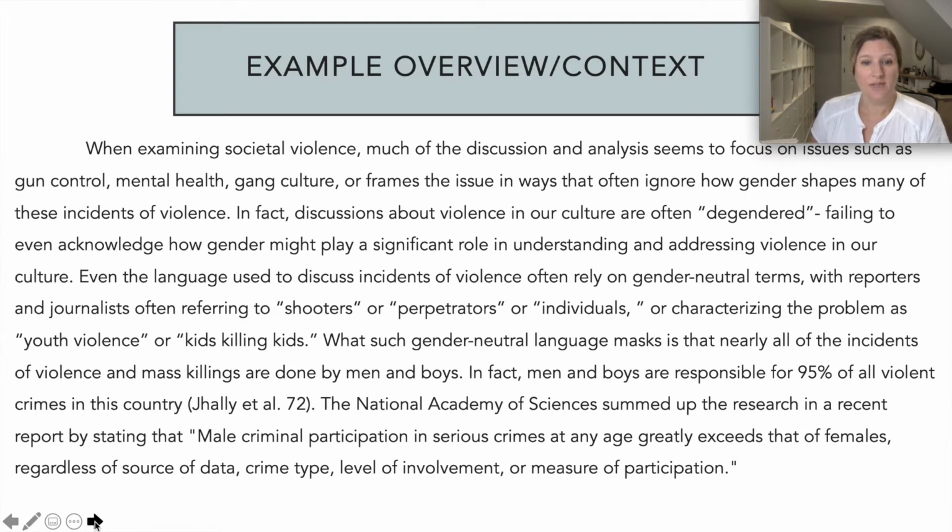The National Academy of Sciences summed up the research in a recent report by saying that male criminal participation in serious crimes at any age greatly exceeds that of females, regardless of source of data, crime type, level of involvement, or measure of participation. So this is just a great use of sources and a great way to introduce the topic and establish the exigency. Now let's look at the current context paragraph.